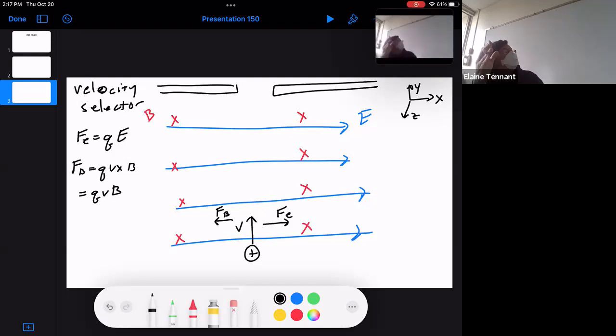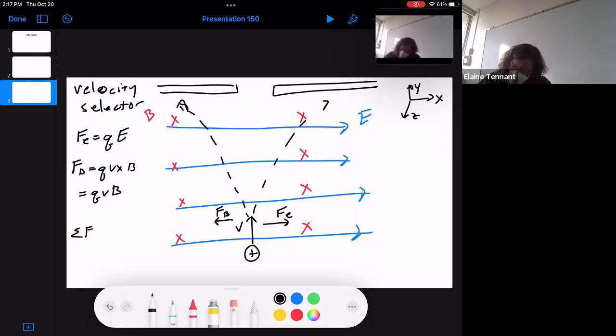Okay? So right now I have these two forces, they're pushing in opposite directions. If the electric force is stronger than the magnetic force, this thing will go that way. If my magnetic force is stronger than my electric force, it'll go that way. It will only go straight if the net force, which is the electric plus the magnetic, add up to 0. If they're balanced, in other words.